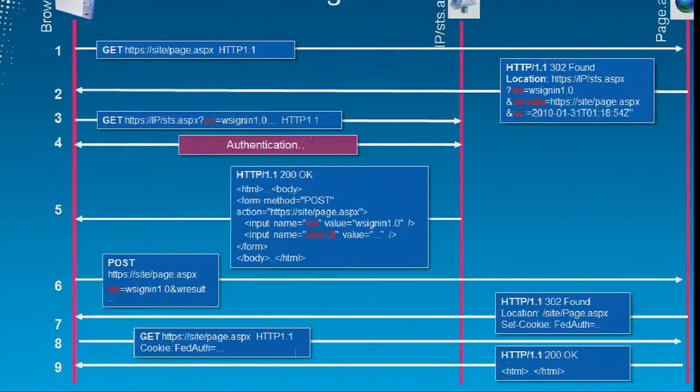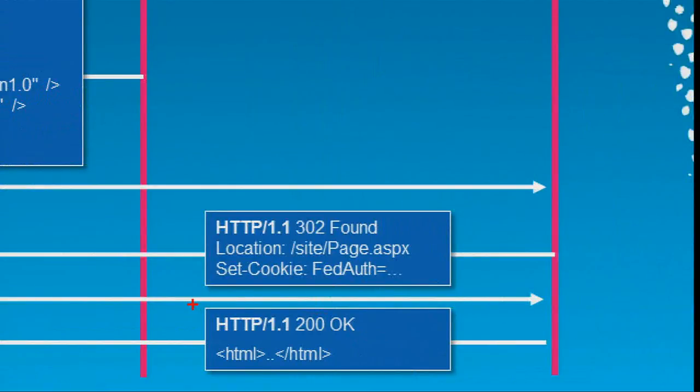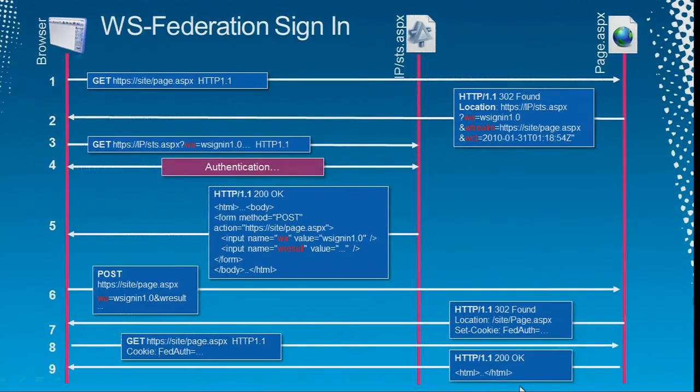And finally, a few milliseconds later, even if it looks longer, you get back a 200 and the page you were asking for. And from now on, as long as you send that cookie, and as long as that cookie is valid, you will not need to go back to the identity provider. Is that hard?